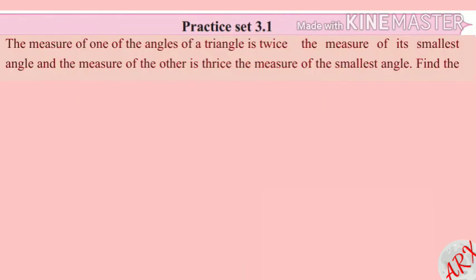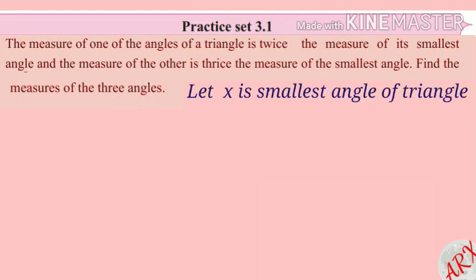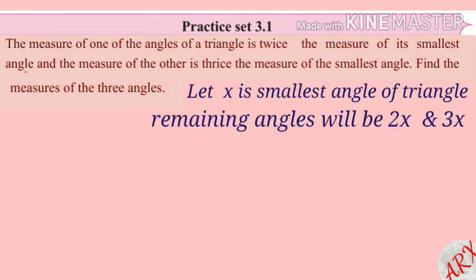Question number 4. The measure of one of the angles of a triangle is twice the measure of its smallest angle, and the measure of the other is thrice the measure of the smallest angle. Find the measures of the three angles. Now, let us assume the smallest angle of the triangle is x degree. Hence, according to the given condition, the other two angles will be 2x degree and 3x degree.